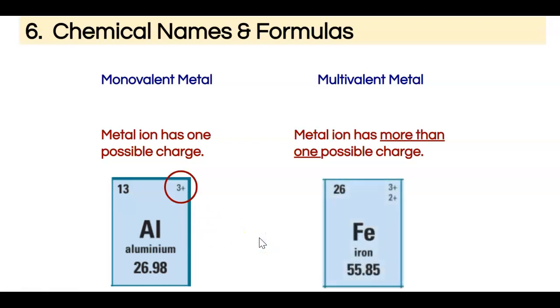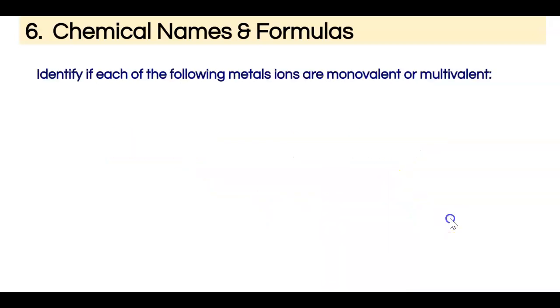I'm going to juxtapose that with iron. When I look at iron on the periodic table and find it, its atomic number is 26. What you'll see is that instead there are 2 possible charges for iron as given by this periodic table. So given that, I would say that aluminum is monovalent, 1 possible charge, whereas iron is multivalent. It has more than 1 possible charge, and in this case 2 charges.